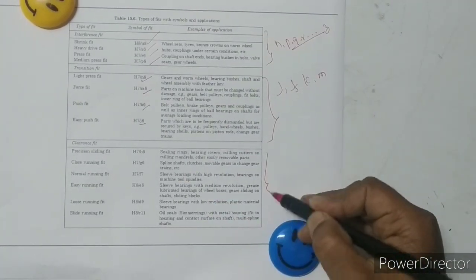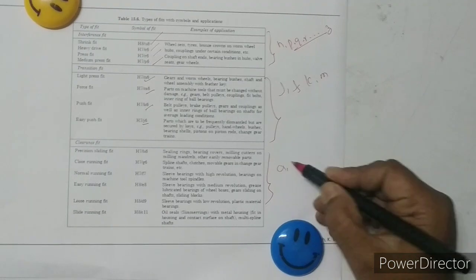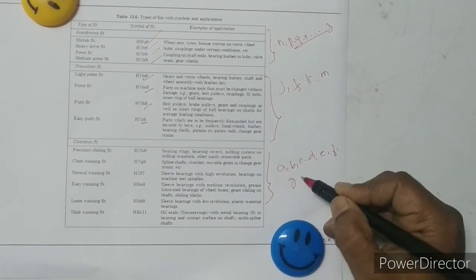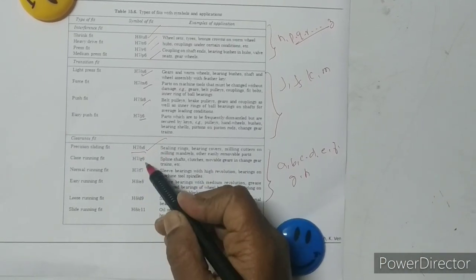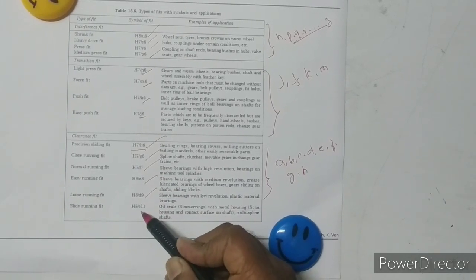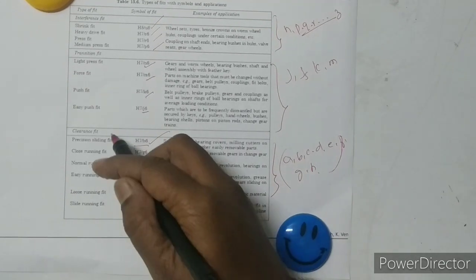Let us come to this. If you see, this is the clearance fit. As I said, the clearance fit is A, B, C, D, E, F, G and H. So as you can see, H7, then H6, G6, F7, E, then D, then C. All come in this category. This gives the clearance fit.